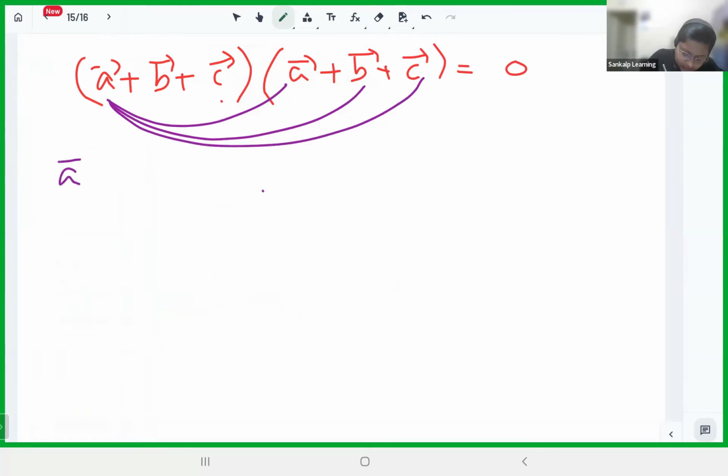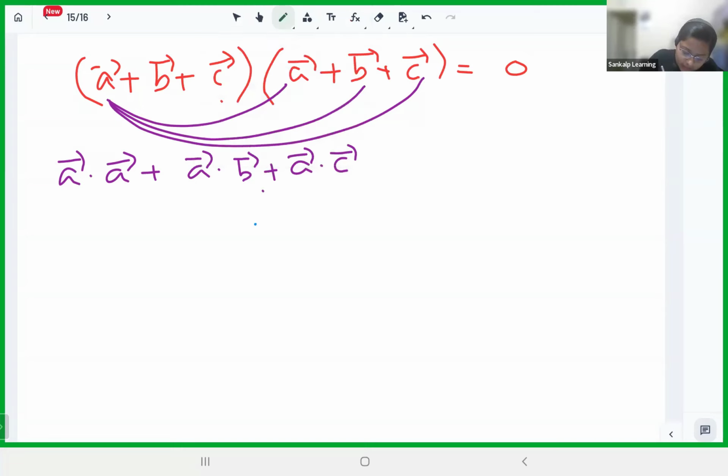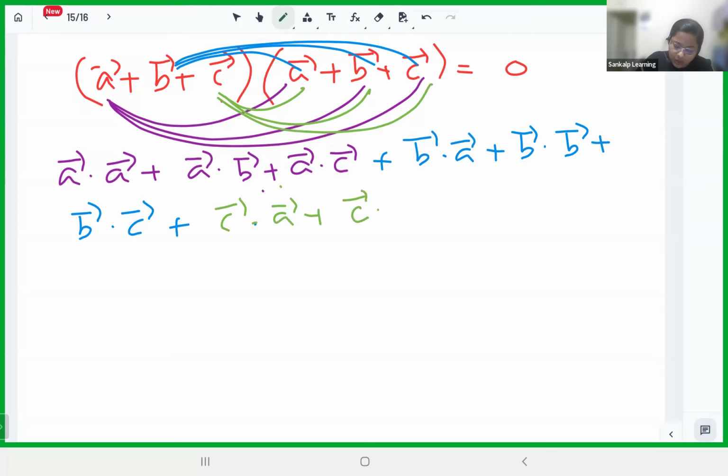Now you have to do the multiplication like this. So that is first vector A dot vector A, then vector A dot vector B plus vector A dot vector C. Now what is the second step? Similarly, you have to multiply this vector B with each of these vectors. So you will get vector B dot vector A plus vector B dot vector B plus vector B dot vector C. Now what is the third step? You have to multiply C with all these vectors. So vector C dot vector A plus vector C dot vector B plus vector C dot vector C is equal to 0.